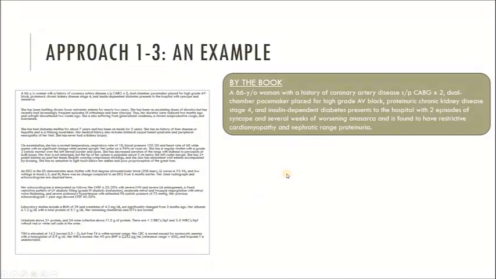If I were to do problem representation by the book, I would summarize this case as a 66-year-old woman with a history of coronary disease, previous CABG, dual chamber pacer, high degree AV block, proteinuric kidney disease, insulin-dependent diabetes, coming in with 2 episodes of syncope and several weeks of worsening anasarca, who was found to have restrictive cardiomyopathy and nephrotic range proteinuria. Whew, that was a mouthful, right? That's PR by the book. I tell you who the patient is, I have a time course in there, and I have key features of the case.